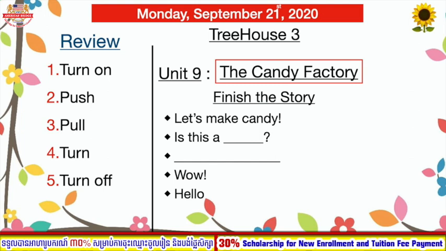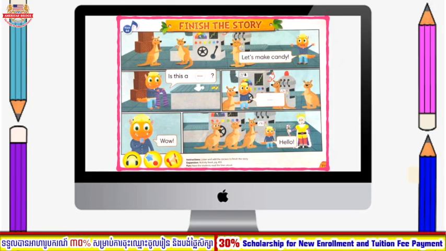Okay, great job. So now look at our whiteboard together. You can see today we will study about finish the story. Alright, great job everyone. So now please open your book on page 115 together. Alright, good job everyone. So, you need to listen to the track, right? So before teacher gives you the listening or the audio track, look at the picture first.